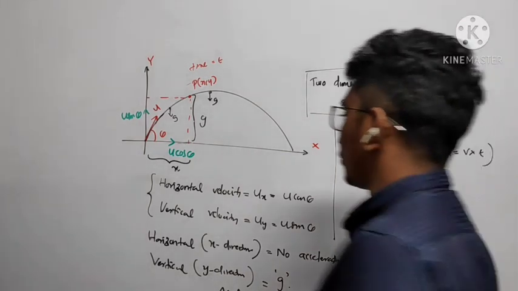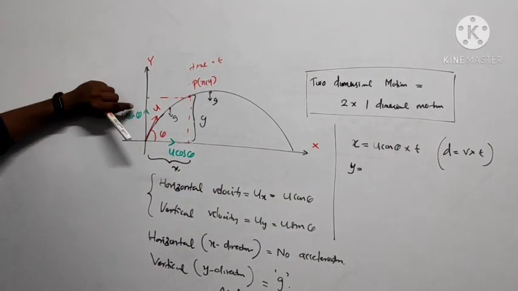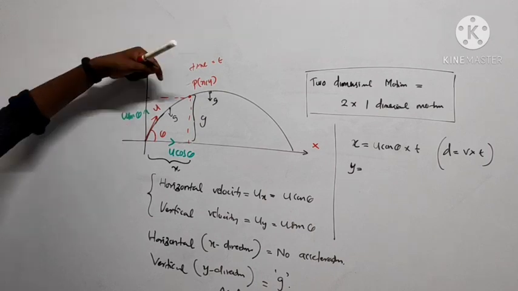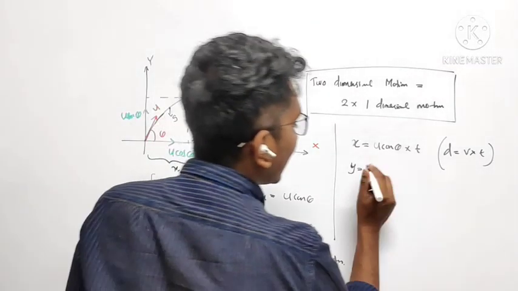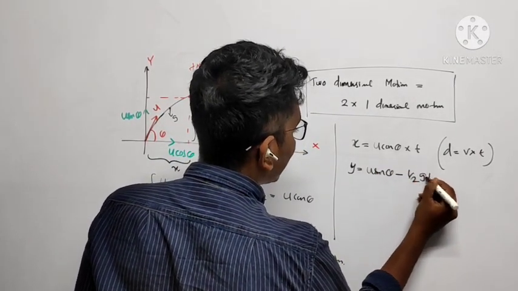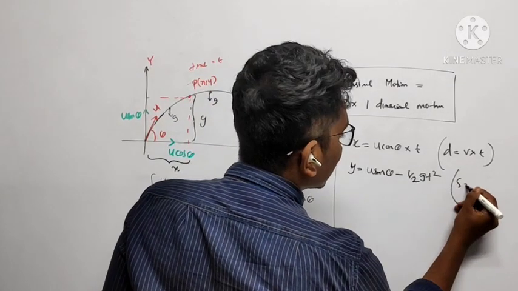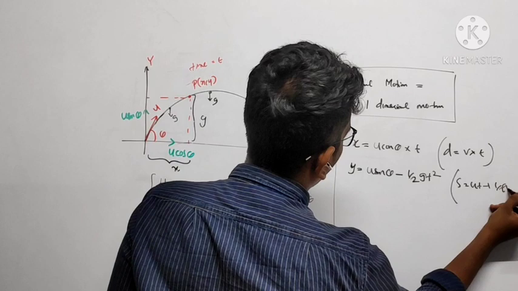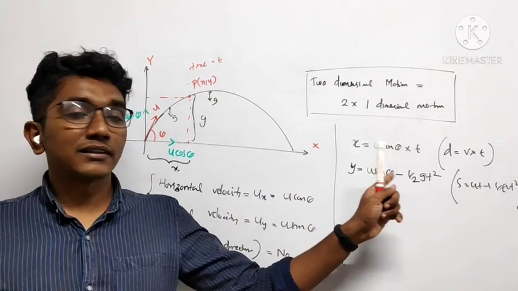Y will be equal to, I will say, initial velocity. How much is the initial velocity? U sin theta. Then how much is the acceleration acting? Minus g, acting downwards. So I will say it is u sin theta t minus half g t square. Why? Because we have the formula s is equal to ut plus half at square. So this is the formula.